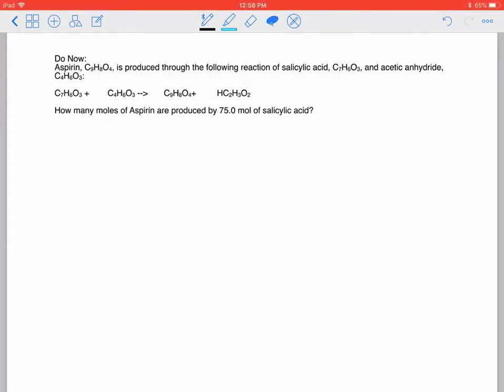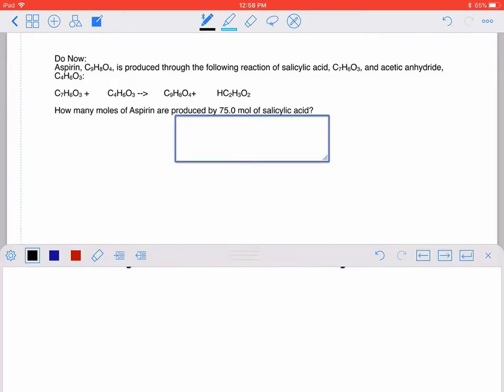Today we're going to add on to what we did last class, where we did mole-to-mole ratios. Today we're going to take the mole-to-mole ratios and add them into longer, more complicated problems. So, for example, this is something that you saw yesterday.